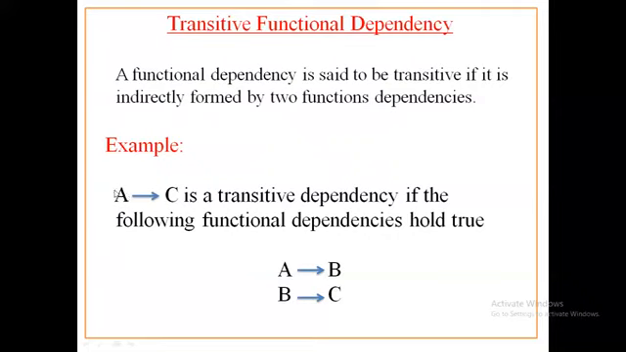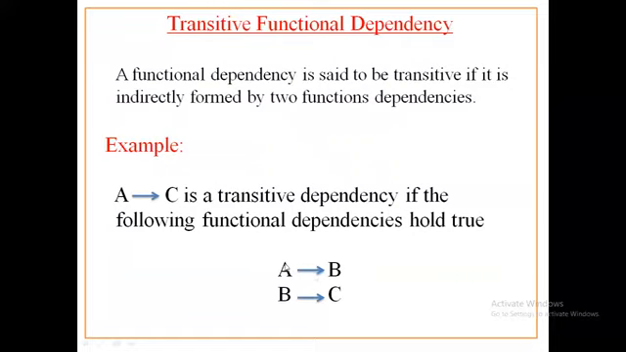A is one attribute, C is also one attribute, and B is also one of the attributes in the given relation. How many attributes here? Three attributes: A, B, C. A determining C is a transitive dependency if the following functional dependencies hold true.